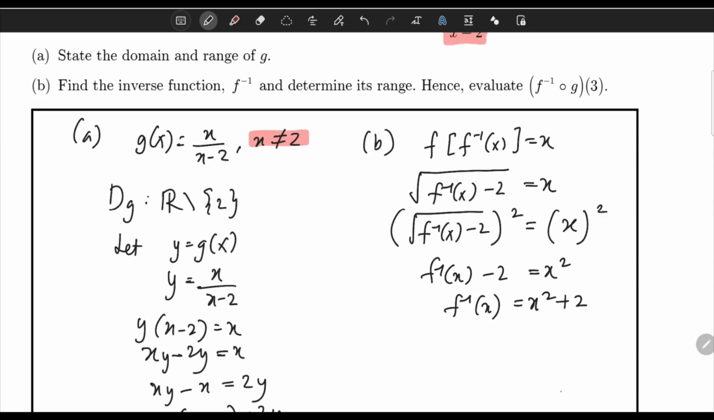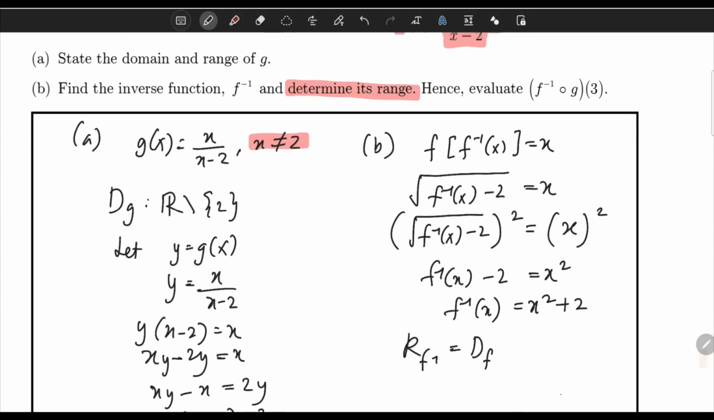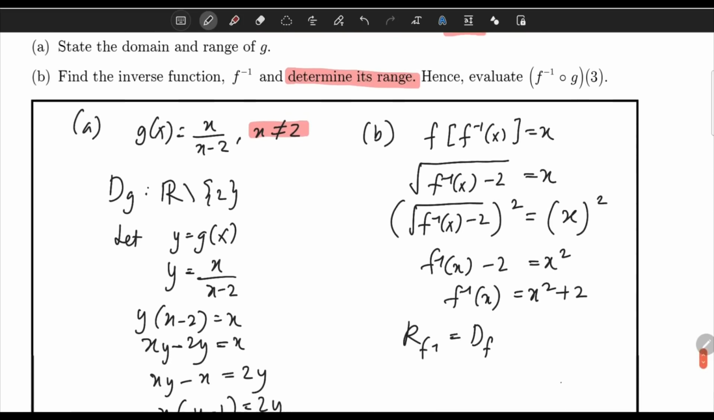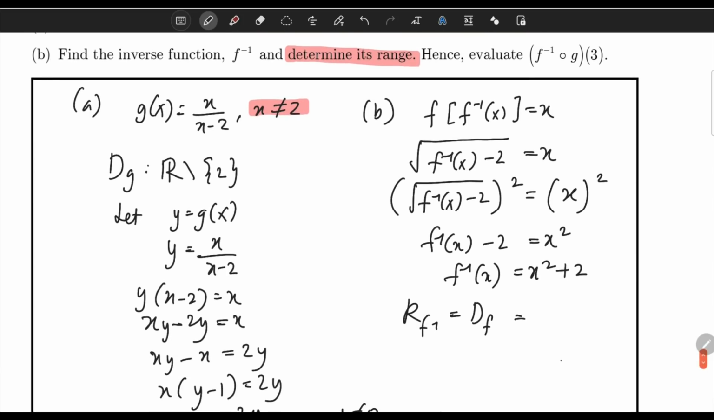Okay, so we are required to determine its range. Knowing that range of f inverse equals domain of f, if you look at the function f(x), we are given square root of x minus 2. So that means x minus 2 must be greater than or equal to 0, x greater than or equal to 2. So the domain will be 2 to infinity.